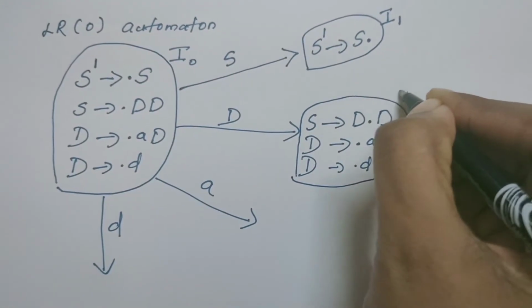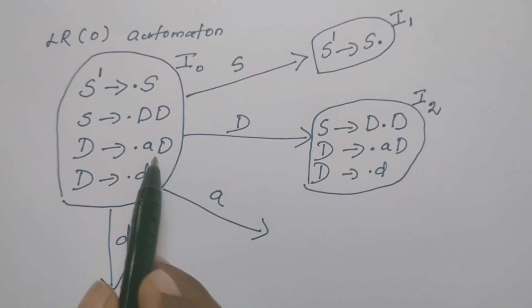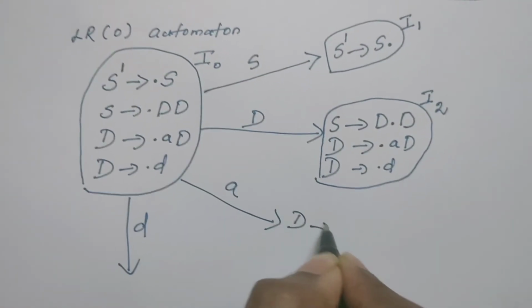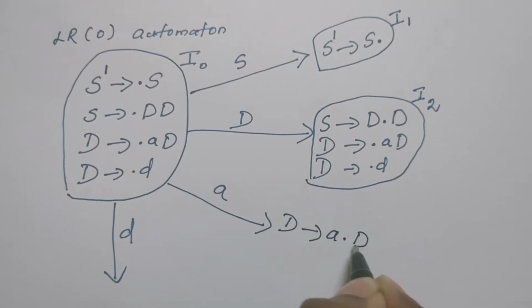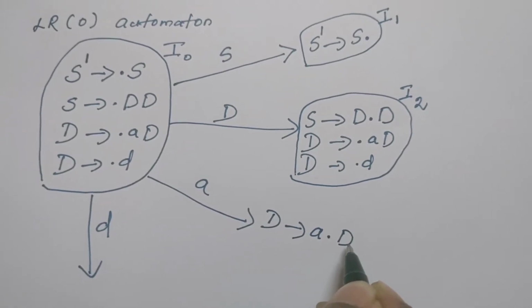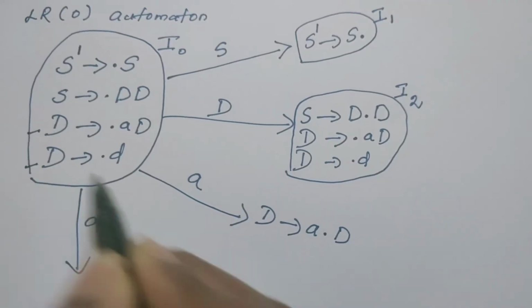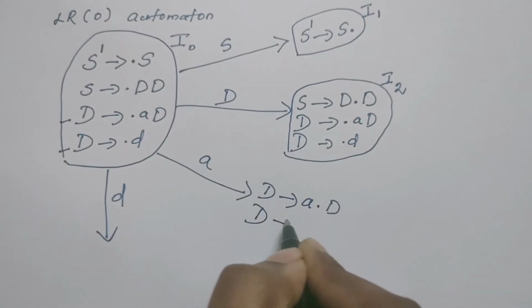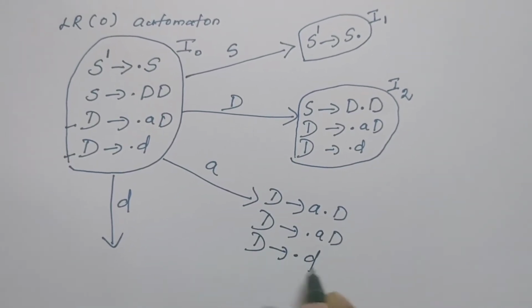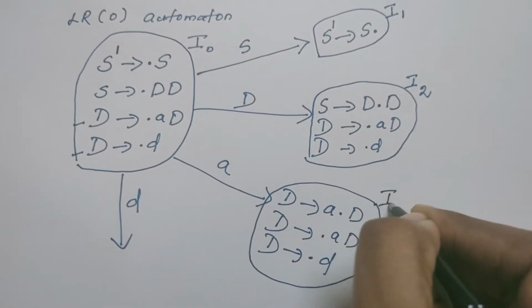We can call the state as I2. On reading A, which is the production rule having A at the next moment? This is the production rule. D derives A dot D. Alright. So after a dot there is a non-terminal. It means we have to include the production rules of D. So what are the production rules we have for D? This rule as well as this rule, we have to include as it is. So D derives dot AD, D derives dot D. So let us call it as a state I3.